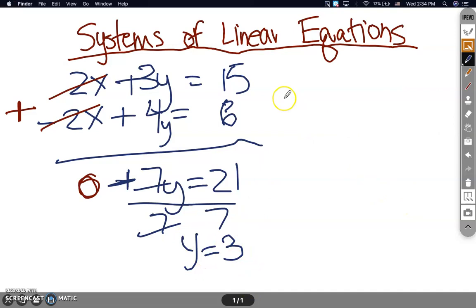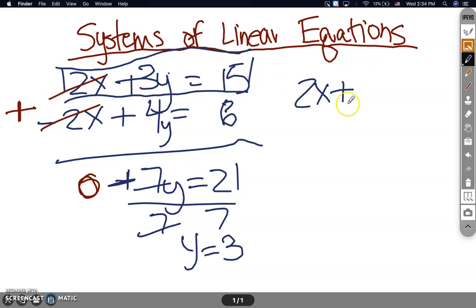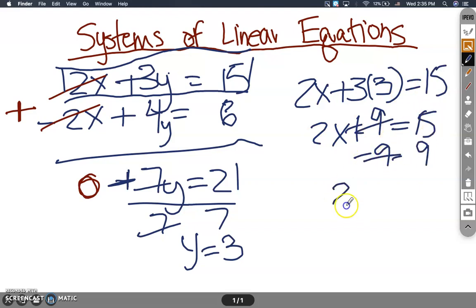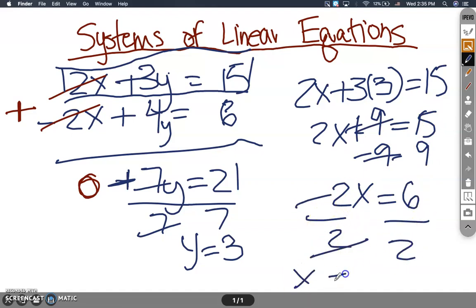Now I'll just plug in 3 here. I'm going to plug it into the first equation. So I get 2x plus 3 times 3 equal to 15, and 2x plus 9 equals 15. Subtract 9 from both sides. 2x is equal to 6. Divide by 2, and then x is going to be equal to 3. So that means y is 3, and x is 3, okay?